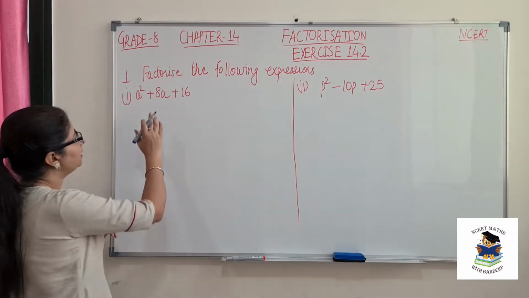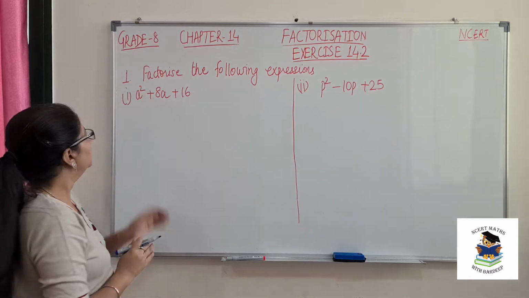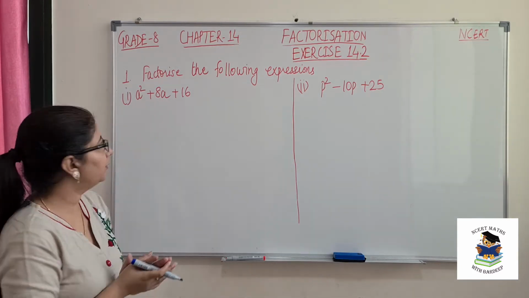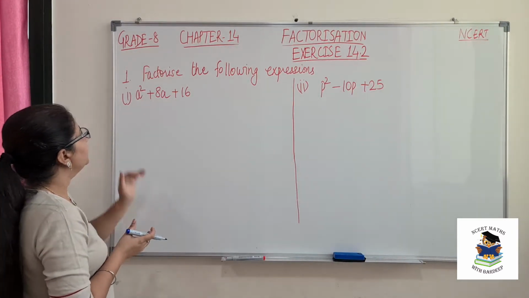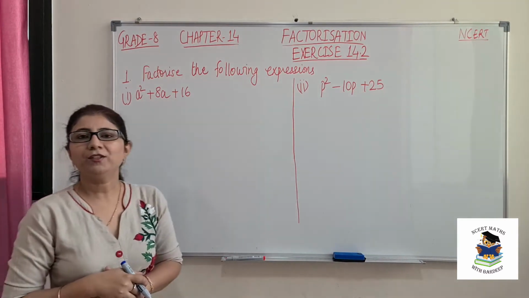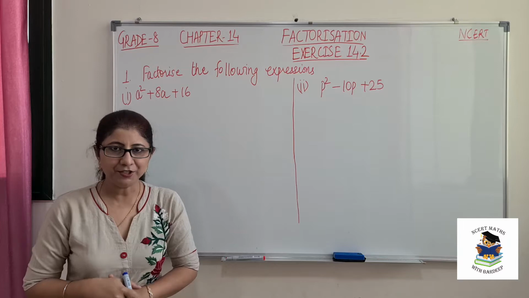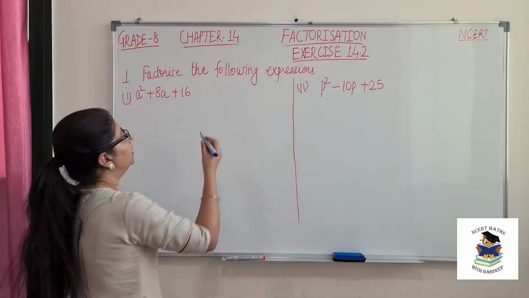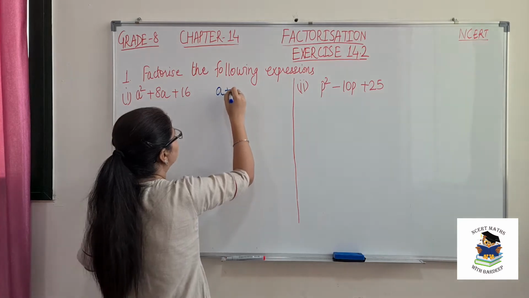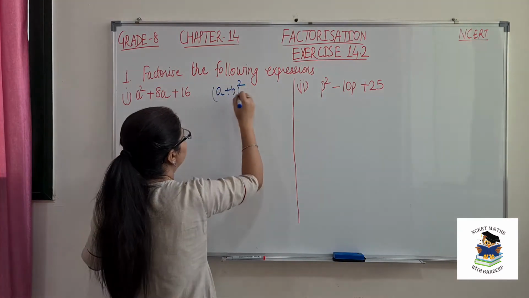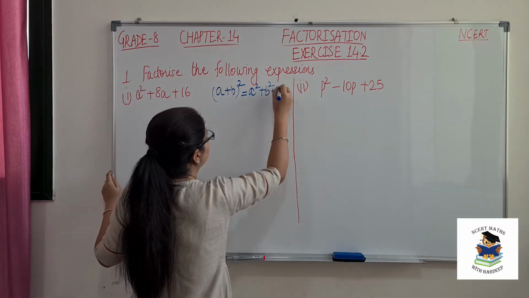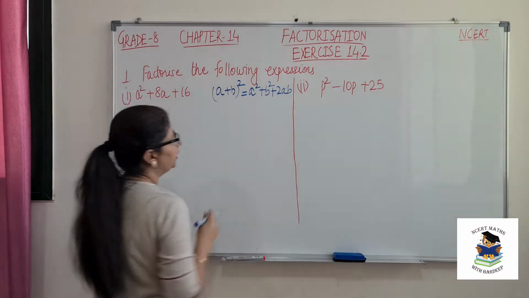So now we can see we don't have any common factor. We cannot regroup them because only 3 terms are there, so we cannot find a common factor. And the next method was factorization using identities. So we can see here that this can be solved by using the identity a plus b whole square. So this is a square, b square and 2ab.